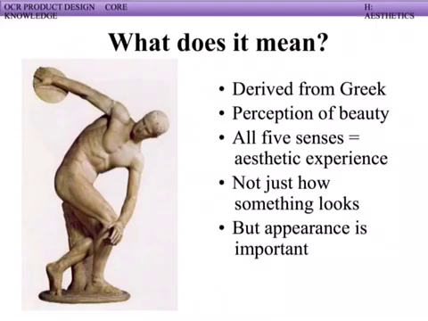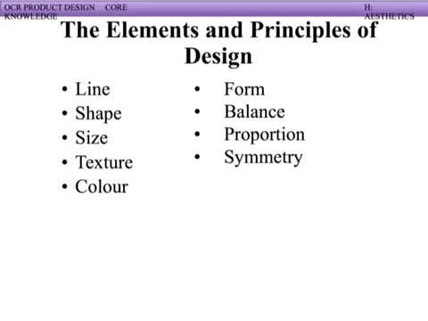What does aesthetics mean? It's actually derived from a Greek word. It's the perception of beauty, and this relies upon all 5 of your senses to create an aesthetic experience. It's not just how something looks. It can also be the way it smells, even the way it sounds. However, appearance is the most dominant aspect. Any discussion on aesthetics or answer to a question should include these kind of terms: line, shape, size, texture, colour, form, balance, proportion and symmetry.